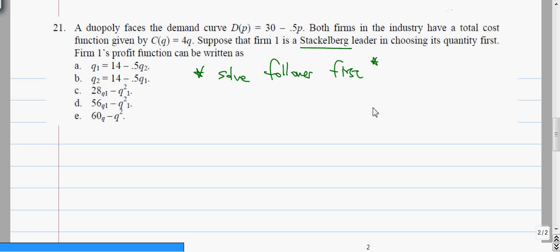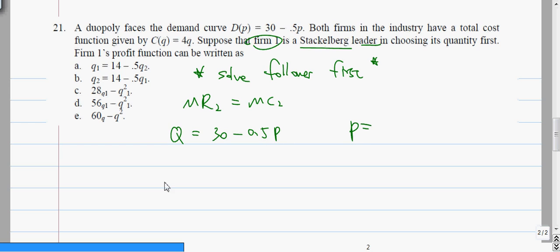What I meant is, if firm one is the leader, then you solve for firm two's quantity first. So the way to do this is again MR2 equal to MC2. So of course we need to invert the demand function first. So we have P is equal to, reverting this somehow, 60 minus 2 times Q.